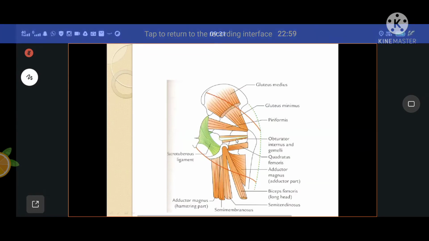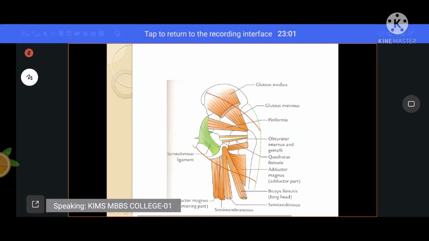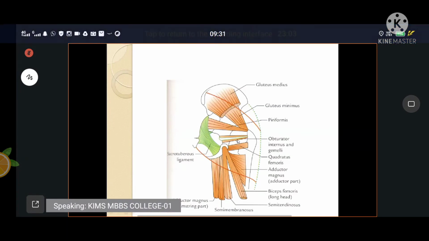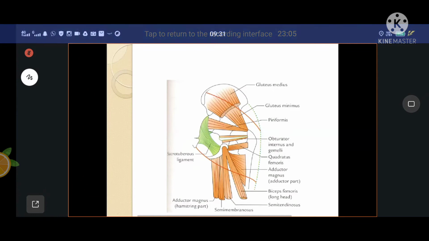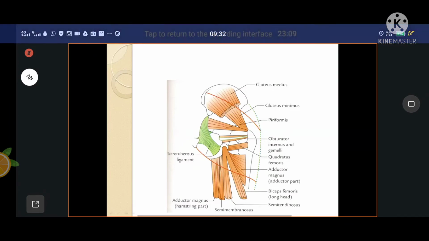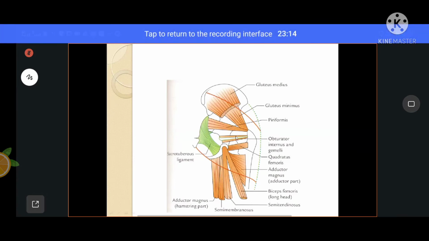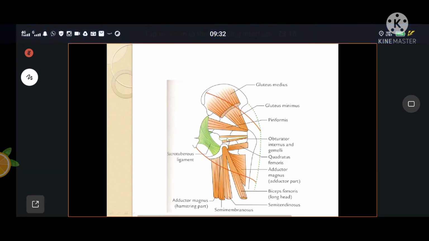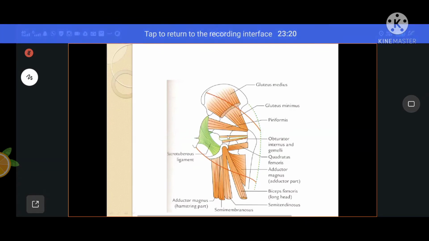And what is the nerve supply of the obturator internus muscle? The nerve supply of the obturator internus muscle is nerve to obturator internus, right? And above this obturator internus muscle and below the obturator internus muscle, there are two other muscles. What are those two muscles? That is the gemelli superior and gemelli inferior.